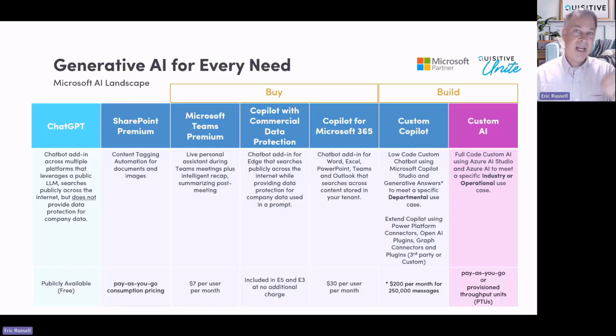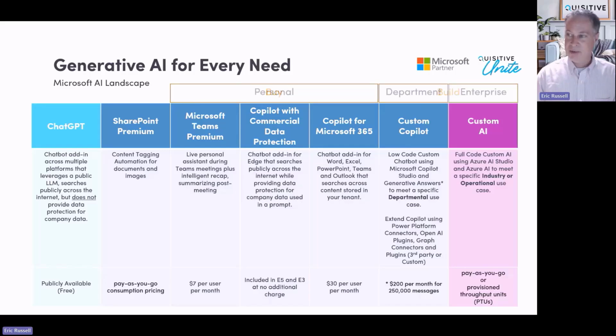You are buying a license or enabling technology you're already licensed for to specifically address a series of use cases for HR, IT, finance, sales, marketing, or any other department that you invite into the Art of the Possible workshop. That's a buy decision. But as you go through this exercise, you will discover use cases that a Microsoft Copilot license will not directly address. And those are your build use cases.